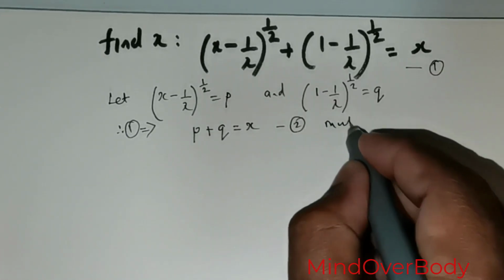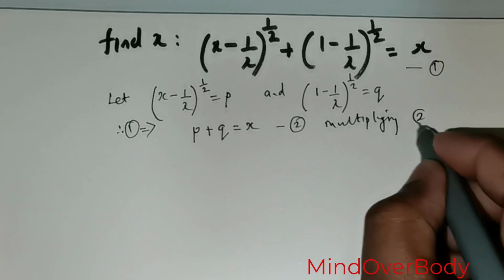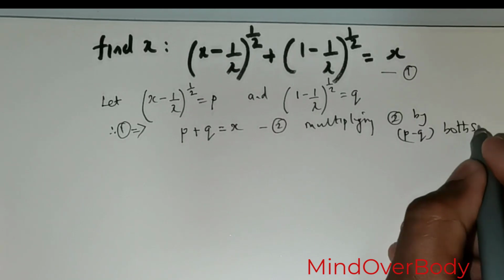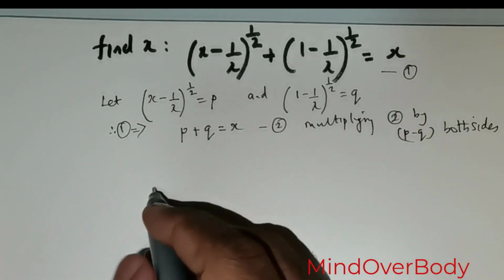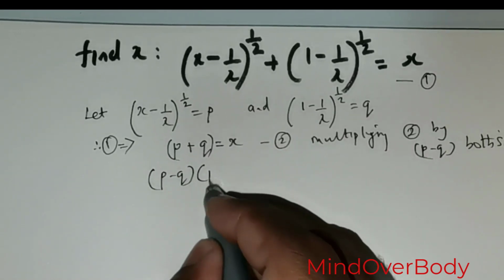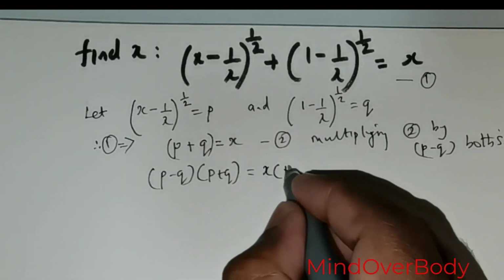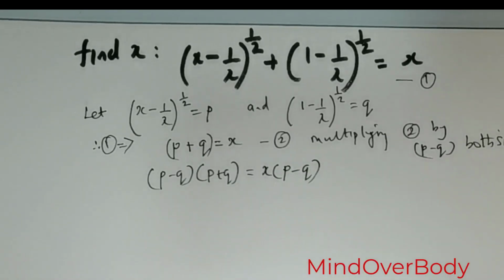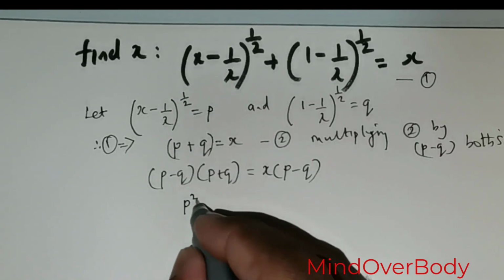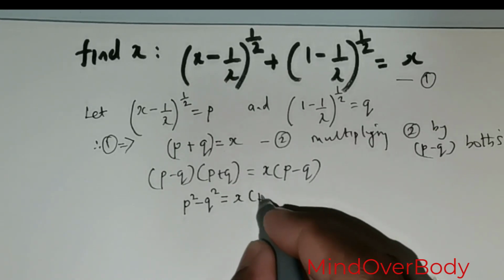Now I'm going to be multiplying 2 by p − q on both sides. When I do that, I would have (p − q)(p + q) = x(p − q). Now (p − q)(p + q) would give me p² − q² = x(p − q).